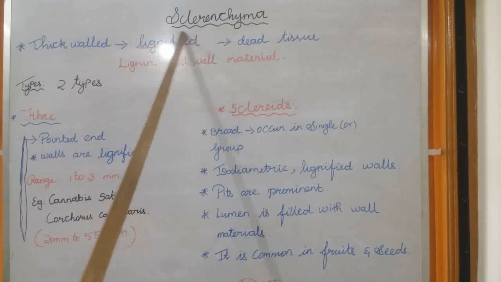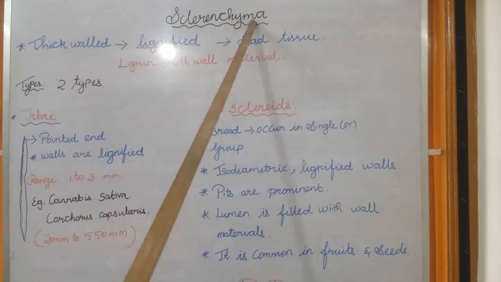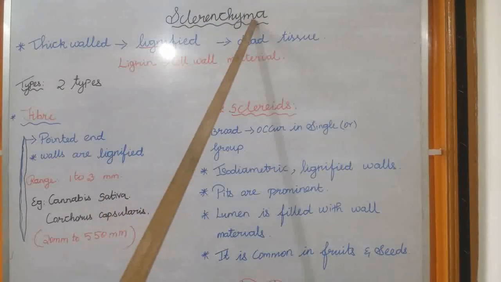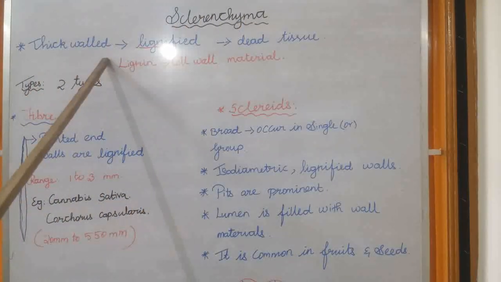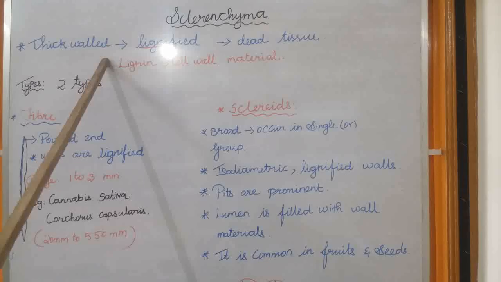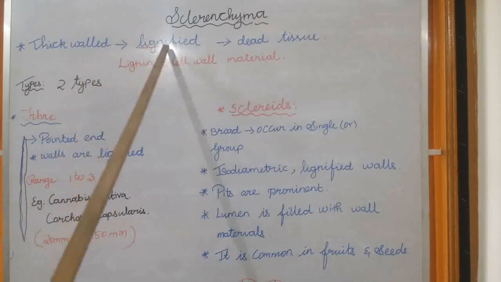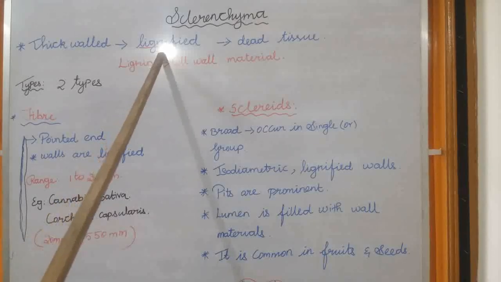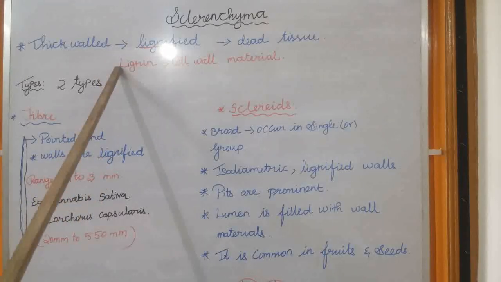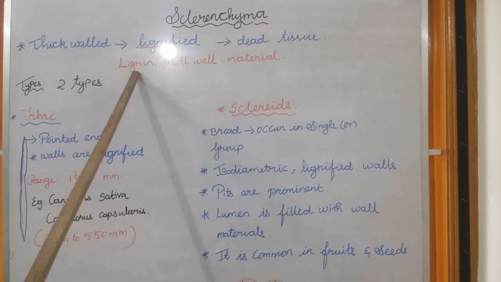Sclerenchyma. What is it? What are the characters of sclerenchyma? It is thick walled. The cell wall is thick in nature. Lignified. What does lignified mean? The cell wall contains lignin.